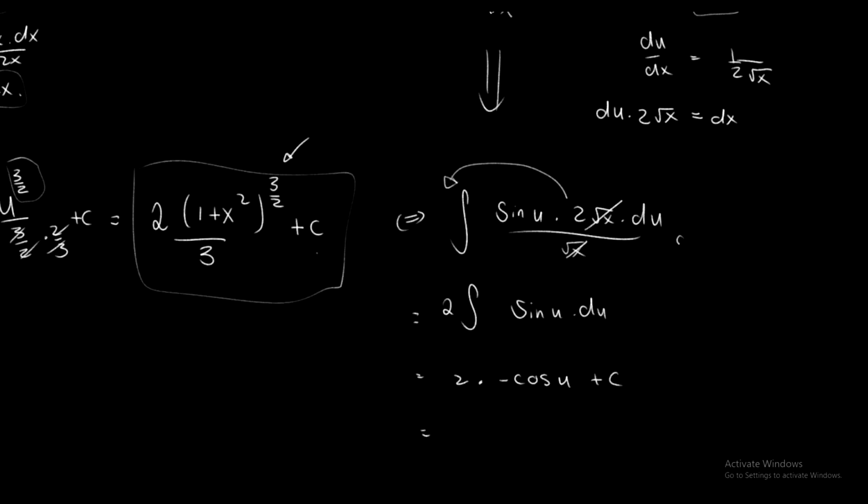So I can just rearrange the negative and the 2, so we get negative 2 cosine, and then bring back whatever u was. u was the square root of x, plus c. And yeah, that's how we do the second one.